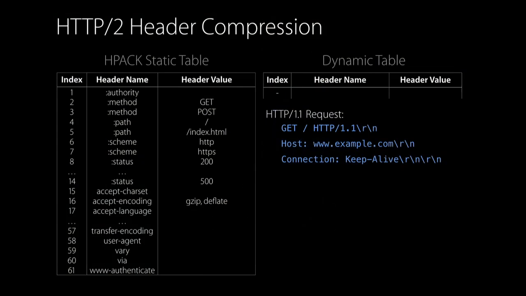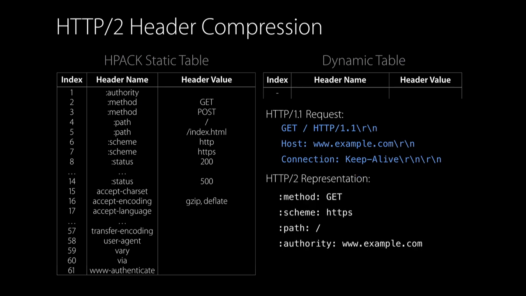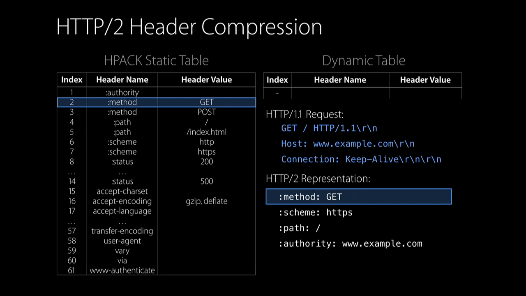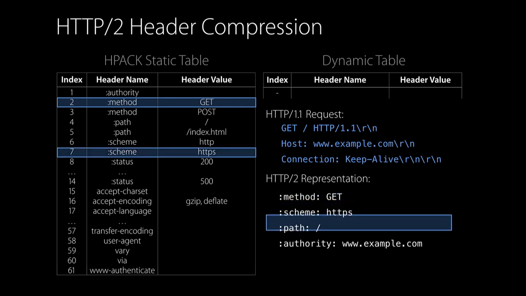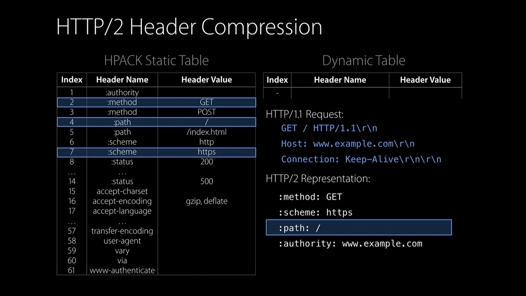As an example, you see a simple HTTP 1.1 request. Highlighted is the data which is going to be sent to the server. And here's the HTTP 2 representation of the same request. So let's encode this request. The pseudo headers, method, scheme, and path can be referenced using the static table. The authority header is included in the static table, but without its value.